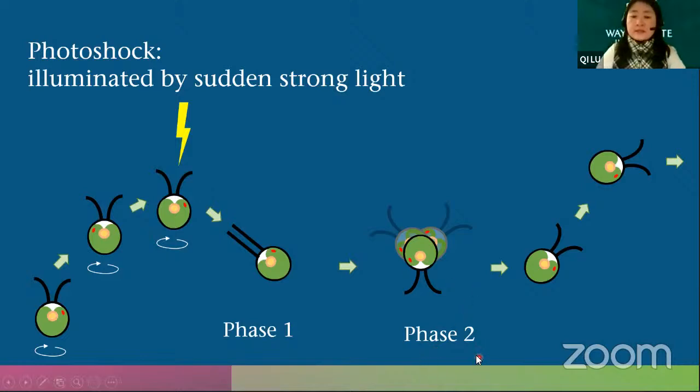And then the second phase is like you relax and move a little bit, then move away from this light shock location, but the cilia behavior is different from phase one. This escape behavior is elicited by sudden strong light and is dependent on channelrhodopsin on the cilium.